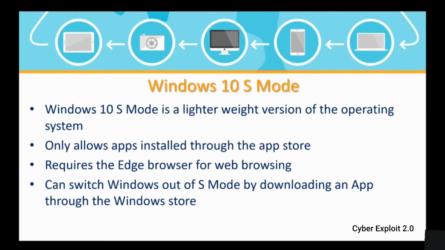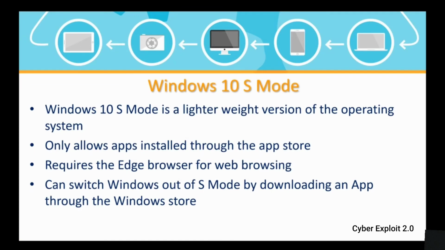Now lastly, we have what is called Windows 10 S Mode. S Mode was released to be a more secure version of Windows 10. It's actually a lighter weight version of Windows 10 because it's very restrictive. S Mode is a Windows 10 mode that only allows apps that are installed through the App Store.